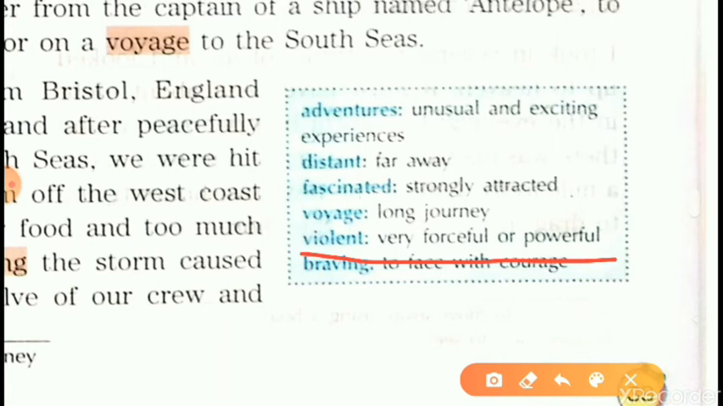Violent. कि मूवी बहुत violent है, बहुत लड़ाई, बहुत मारपीट थी इसमें, तो that is known as violent. So the film contains some violent scenes, and the spelling of scenes is S-C-E-N-E-S.